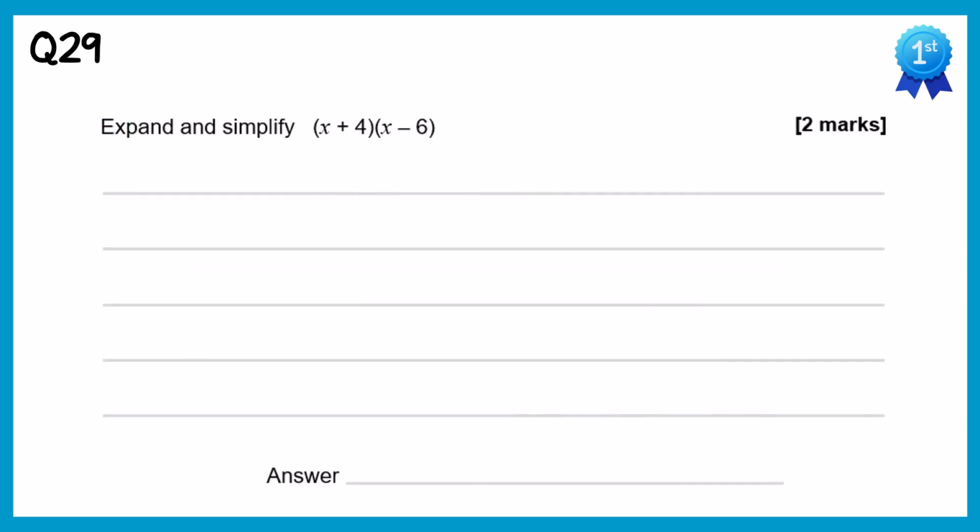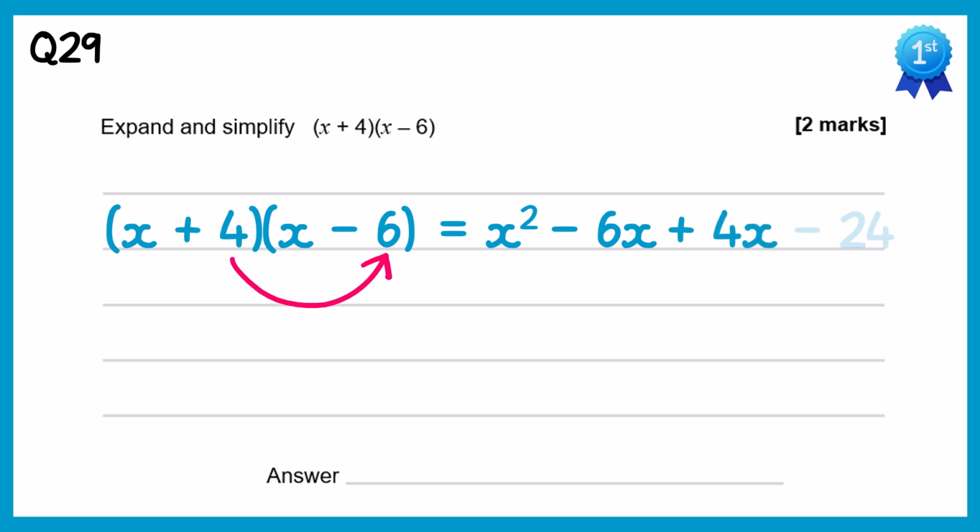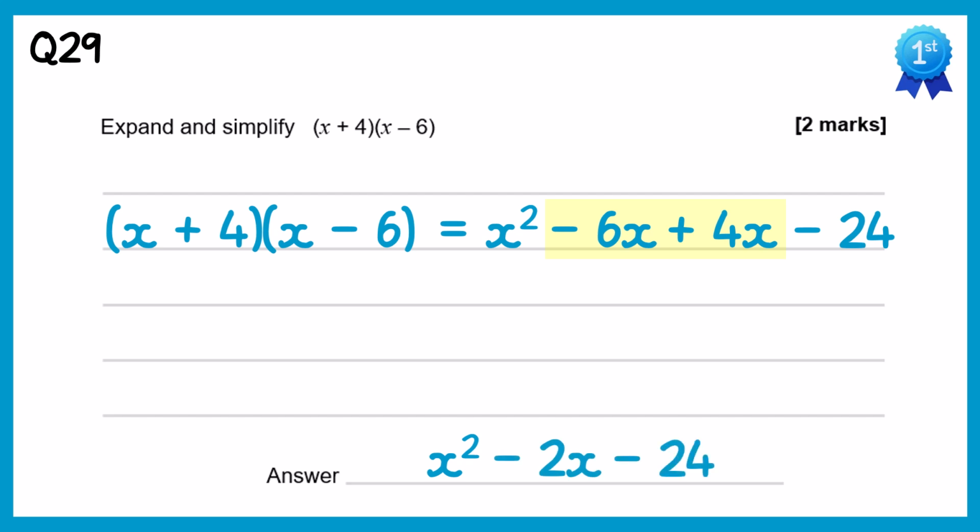In this question, we need to expand and simplify these double brackets. We can start by doing x multiplied by x, which is x squared. Then x multiplied by negative 6, which is negative 6x. A positive 4 multiplied by x is positive 4x. And a positive 4 multiplied by a negative 6 is negative 24. We can then simplify these terms here, so negative 6x plus 4x, which is negative 2x. So we have x squared, then the negative 2x, then negative 24.